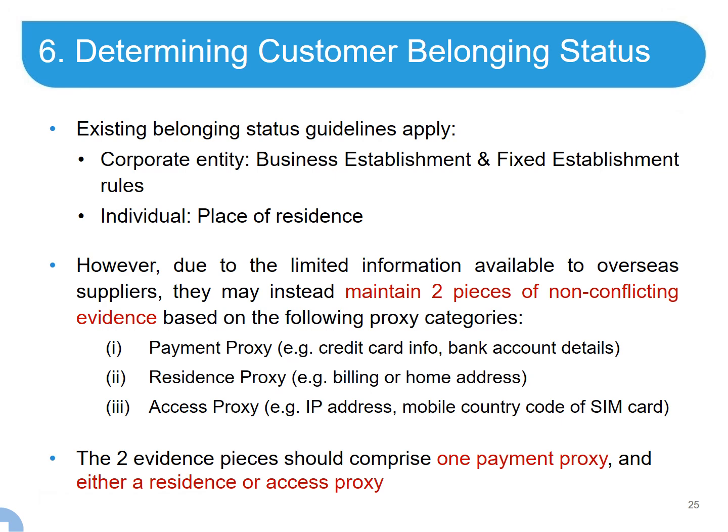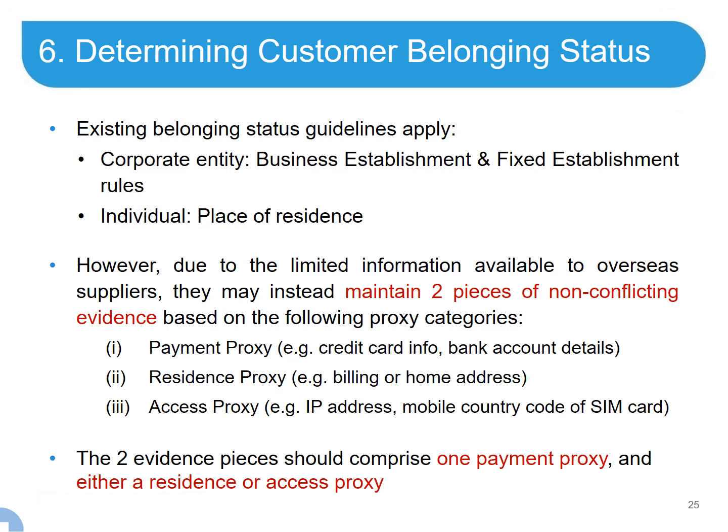However, given that digital services are transacted over the internet with limited information available, as a concession, overseas suppliers may instead maintain 2 pieces of non-conflicting evidence to determine their customer's belonging status. The 2 evidence pieces should consist of 1 payment proxy and either a residence or access proxy. We specifically require a payment proxy to be maintained as it is the hardest piece of evidence to falsify. Examples of payment proxies include the customer's credit card information or bank account details.